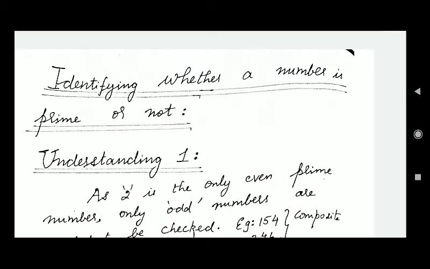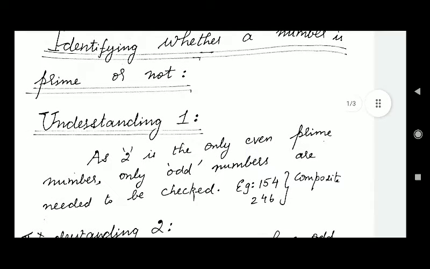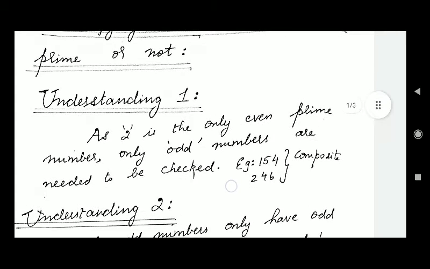Today we are going to deal with the topic of identifying whether a given number is prime or not. There are basically four understanding principles from which we can conclude whether a given number is prime or not. We will watch it one by one. The primary and basic understanding is that apart from 2, any other even number is obviously a composite number, so there is no need to check any even numbers for whether it is prime or not.